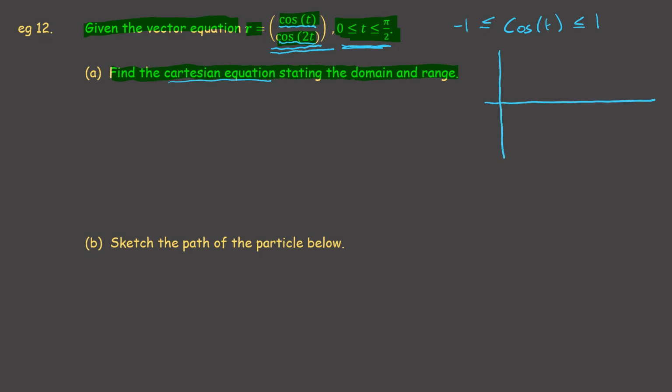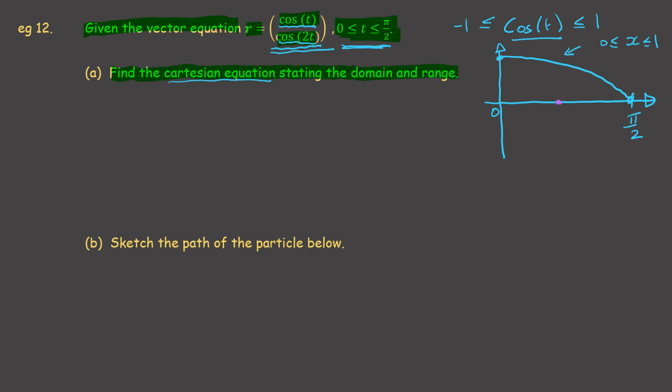So let's just consider, here's pi by 2, here's 0, and if we think first of all about cos t, cos of 0 is 1, cos of pi by 2 is 0. So we can see from this that our x has to be between 0 and 1. It's the output values here that are going to give us that x, because we're looking at values of cos t. What about cos 2t?